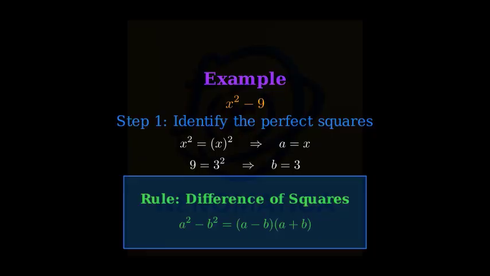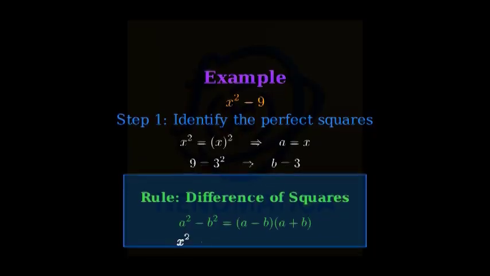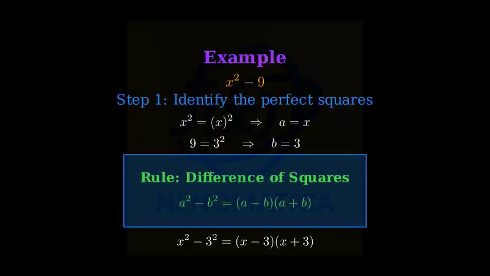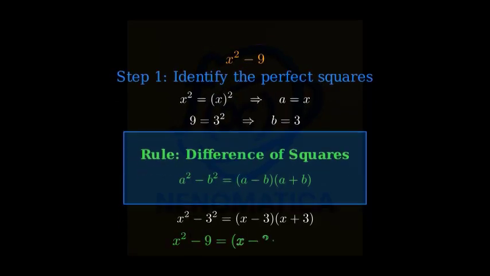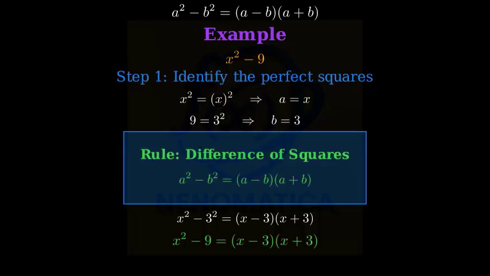A squared minus b squared equals a minus b times a plus b. Substituting our values, we get x squared minus 3 squared equals x minus 3 times x plus 3. So x squared minus 9 equals x minus 3 times x plus 3. This is our factorized form. Let's look at another example.